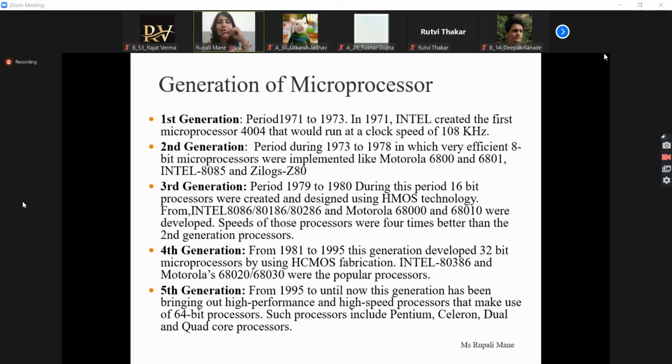Okay, so the second generation came in 1973 to 78. That was an Intel IC, the 8085. But the Motorola one is the 6800. Then the third generation, 79 to 80, is the 8086 microprocessor. So now we are going to learn the 8086 microprocessor.